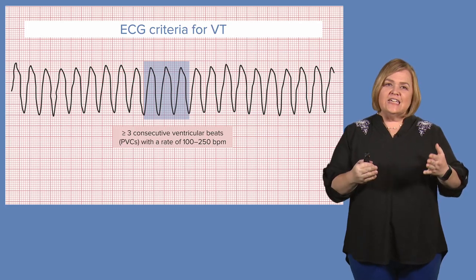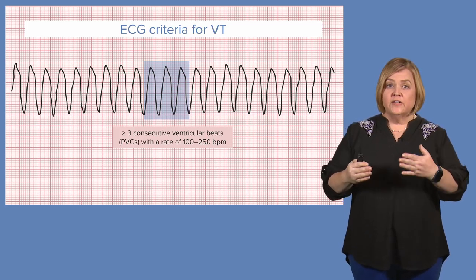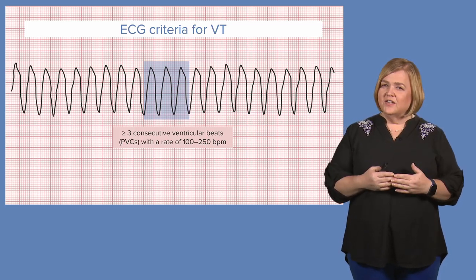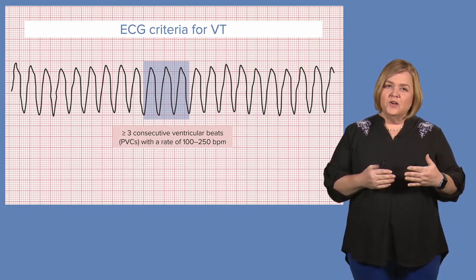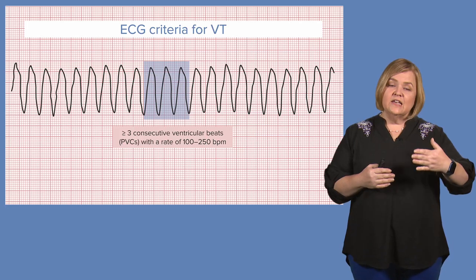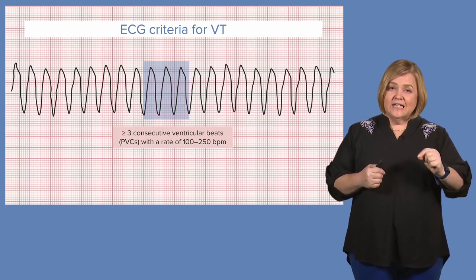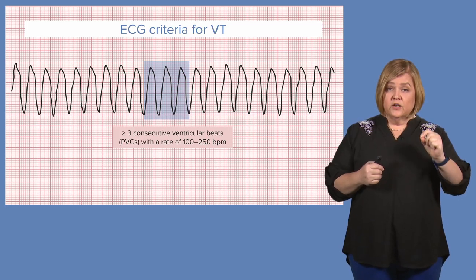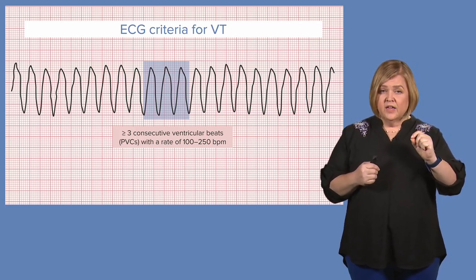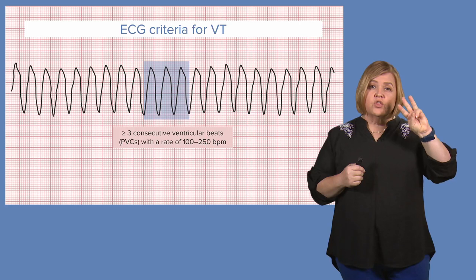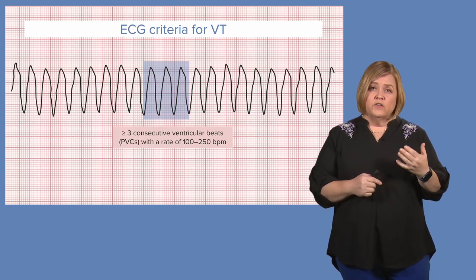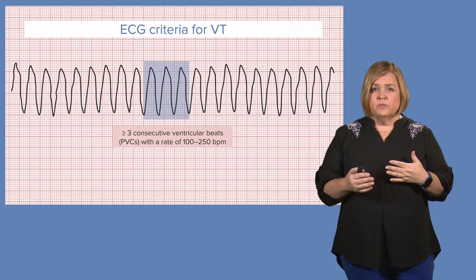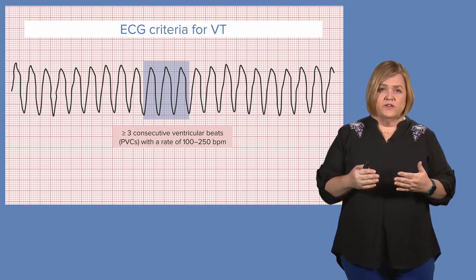So let's take a look at the ECG criteria for VTAC. Now you're thinking, do we really need to? It's kind of an obvious strip. You always want to be systematic and methodical. So technically, the definition for ECG criteria for ventricular tachycardia is greater than or equal to 3 consecutive ventricular beats, known as PVCs, and the rate should be about between 100 and 250.